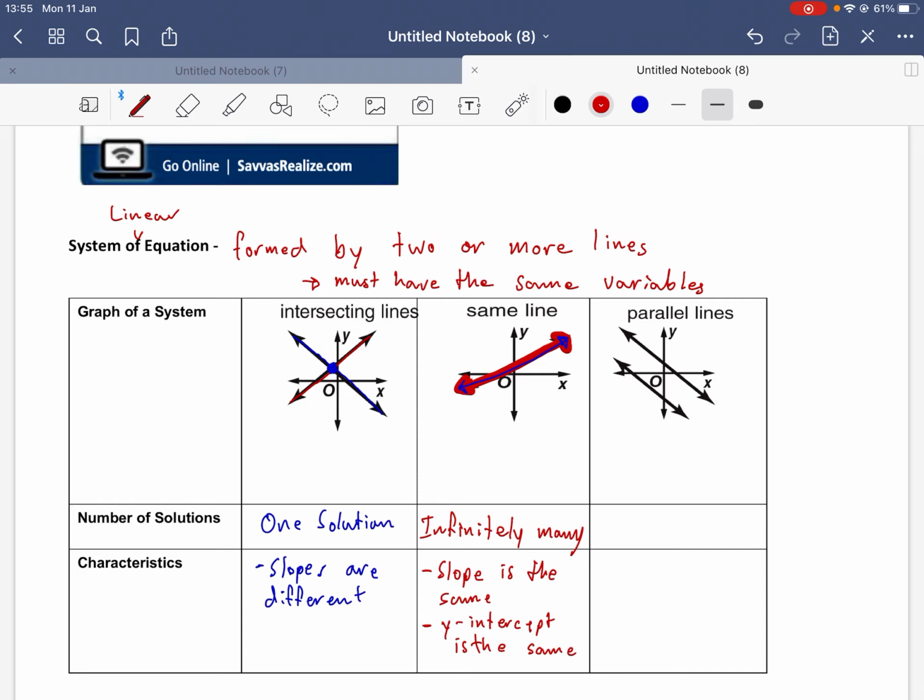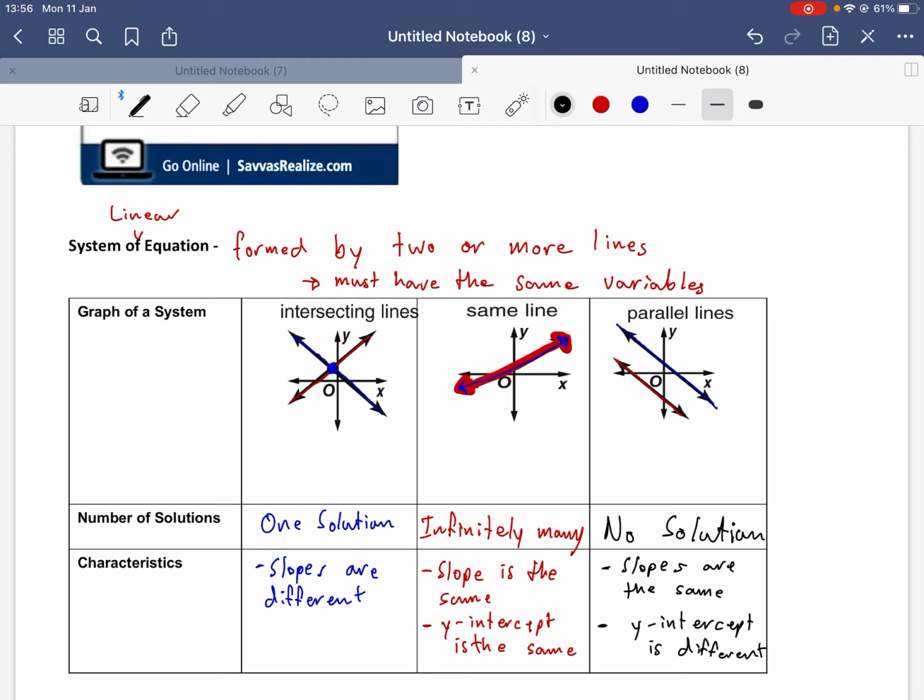Our third scenario is we have two lines here, and they are parallel, meaning they never cross. So the number of solutions that we have is no solution. And the characteristics that we'll have is the slopes are the same, but the y-intercept is different.